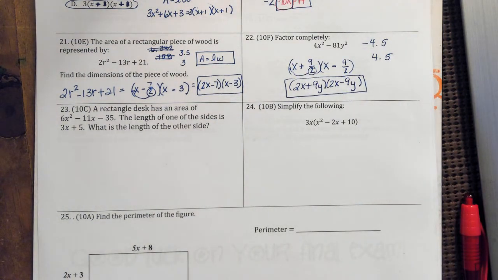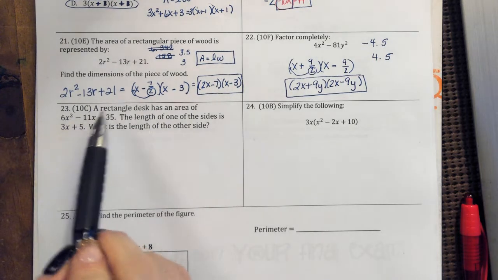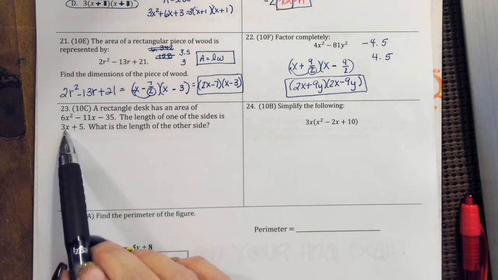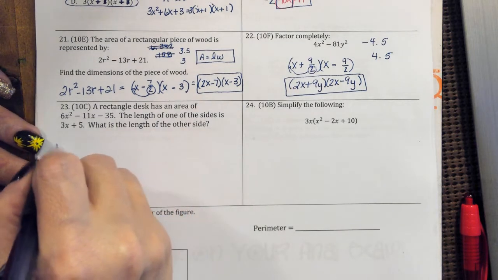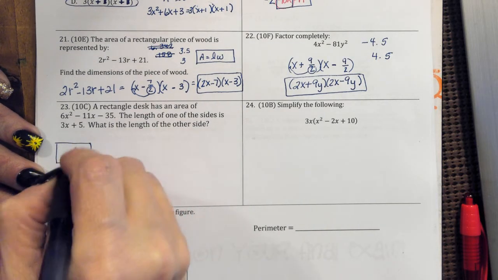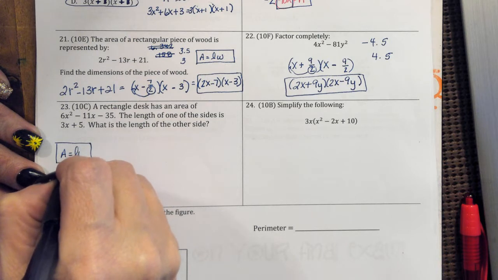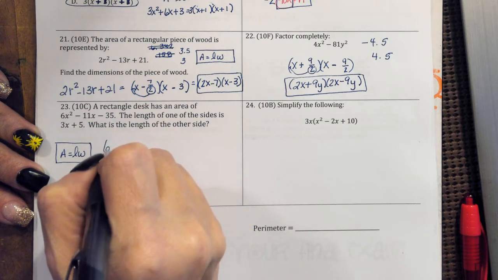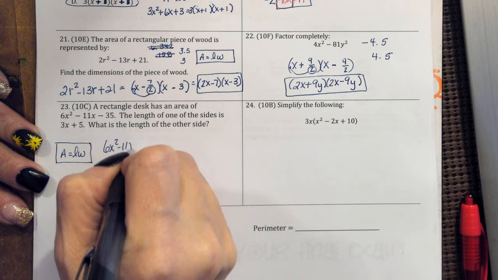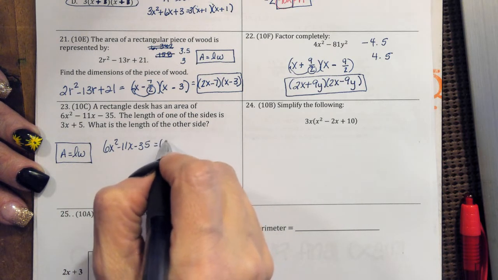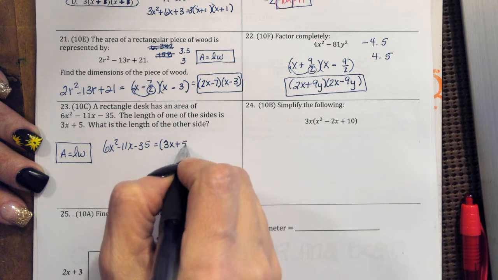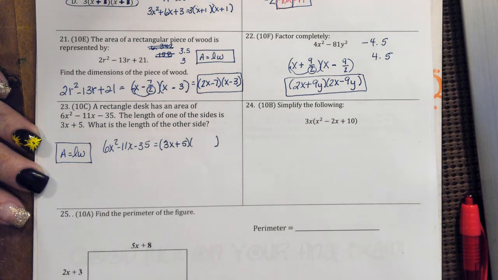Okay, so a rectangle desk has an area of this. The length of one side is 3x plus 5. What is the length of the other? Okay, so if I have a rectangle desk, and I know that area equals length times width, and they're telling me that 6x squared minus 11x minus 35 is the area. And we'll say that one of the sides is 3x plus 5. What's the missing side? Well, let's just graph it and see what it looks like.